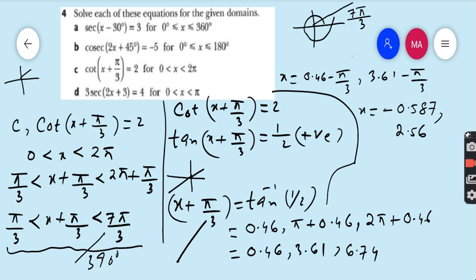Now x is equal to 0.46 minus pi by 3, which is minus 0.587. Then 3.61 minus pi by 3 is 2.56, and then 6.74 minus pi by 3 is 5.70.